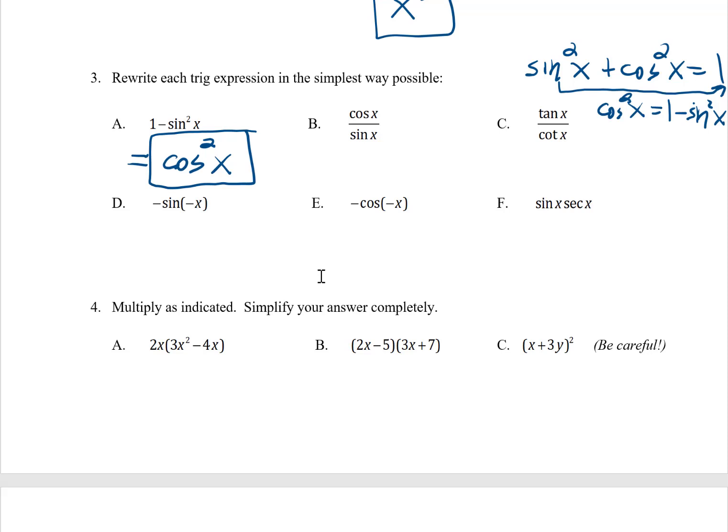Letter B, cosine x over sine x, that is directly one of our quotient identities. That is just equal to cotangent x.